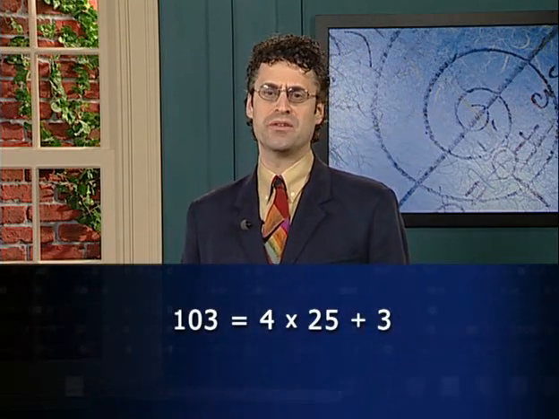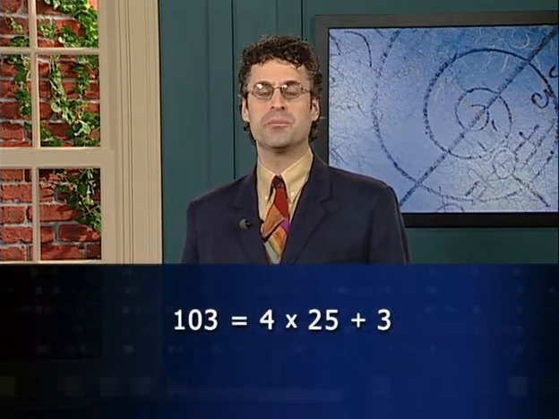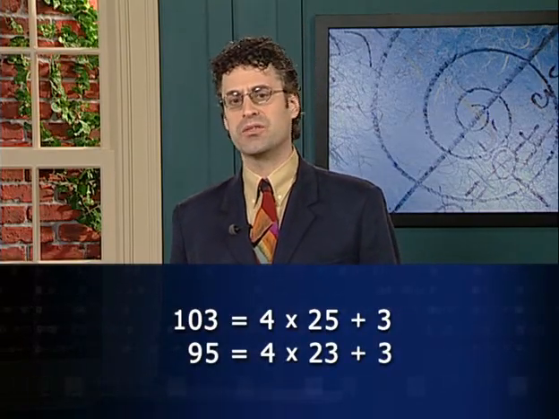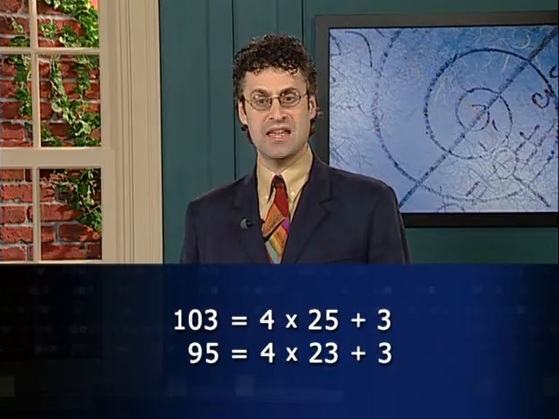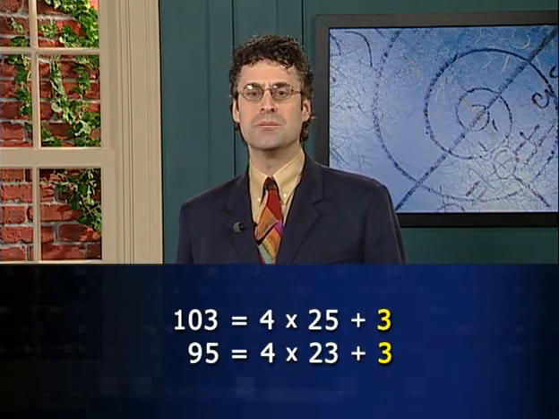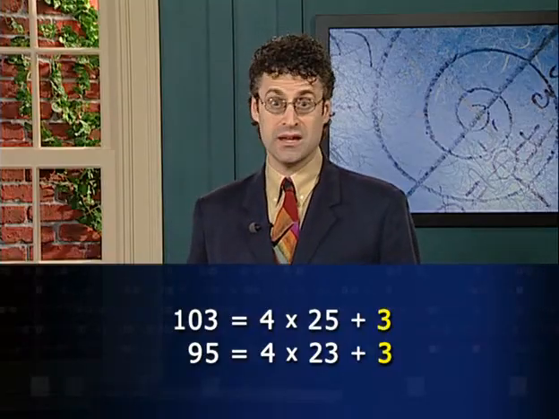In fact, we can check this in case you have doubts. Using the division algorithm, we see that 103 is 4 times 25 plus 3. That's pretty easy. And 95 is 4 times 23 plus 3. We then confirm that indeed these 2 numbers do have the same remainders. Both remainders are in fact equal to 3.